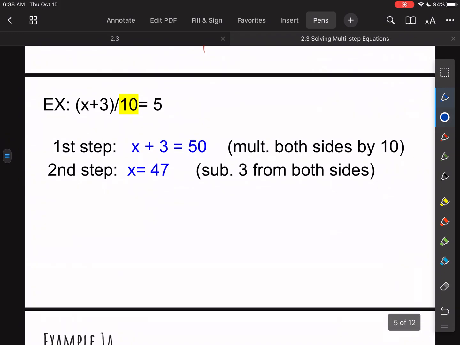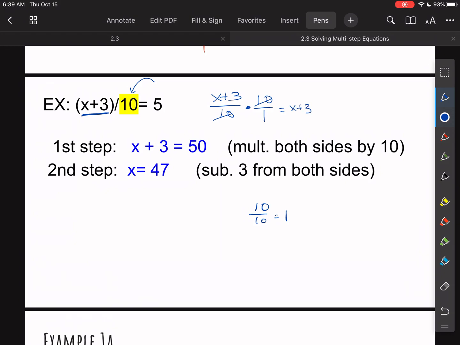Let's look at a couple more of these. Here's another example where we have x plus 3 divided by 10 is equal to 5. Notice the variable is in the numerator here, so we're going to try to get rid of this denominator. If something's being divided by 10, we can undo that by multiplying both sides by 10. If you multiply x plus 3 over 10 by 10 over 1, these cancel because they're in the numerator and denominator. 10 over 10 is equal to 1, so I'm left with just x plus 3.